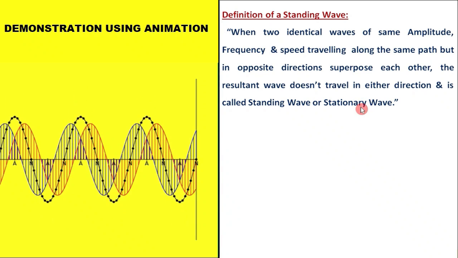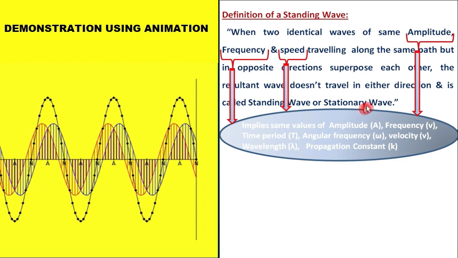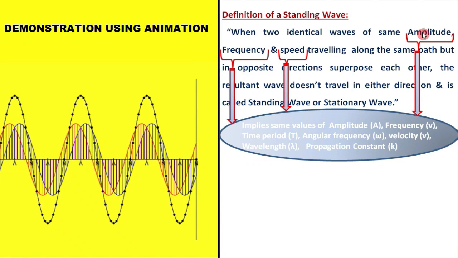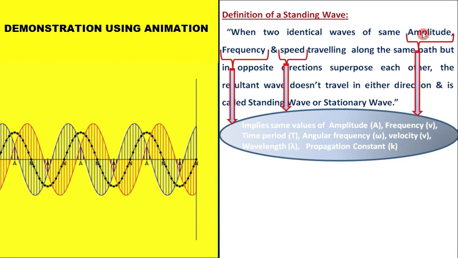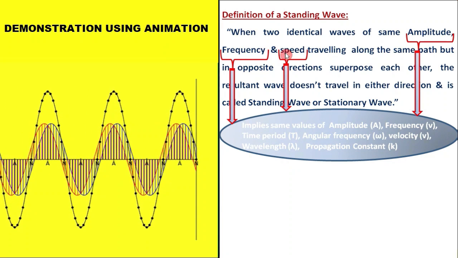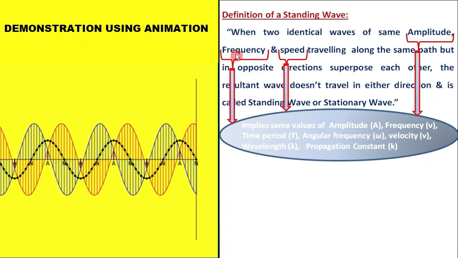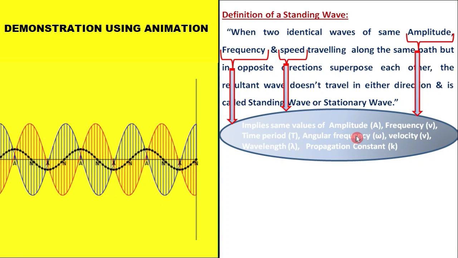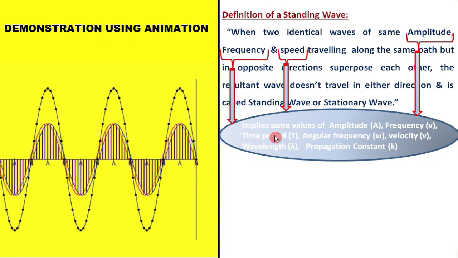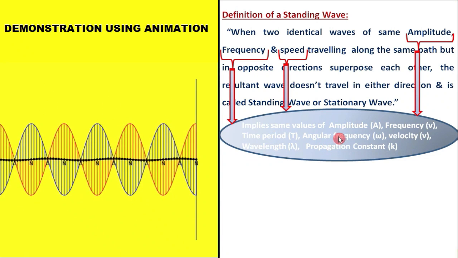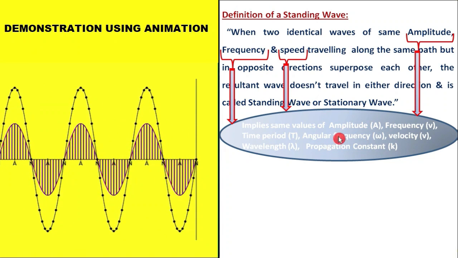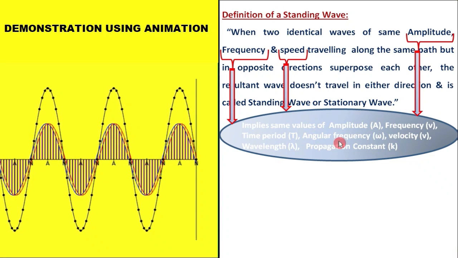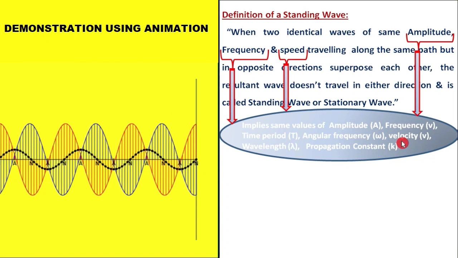Okay, now same amplitude and same frequencies, these three points, amplitude, frequency and speed, these three are same. Okay, now if frequency nu is same, then obviously the time period and angular frequency will be same, because we know time period is nothing but 1 by frequency and angular frequency omega is nothing but 2 pi times frequency. So if nu is constant, then obviously time period and angular frequency are also going to be constant or same. Now speed is given already constant.